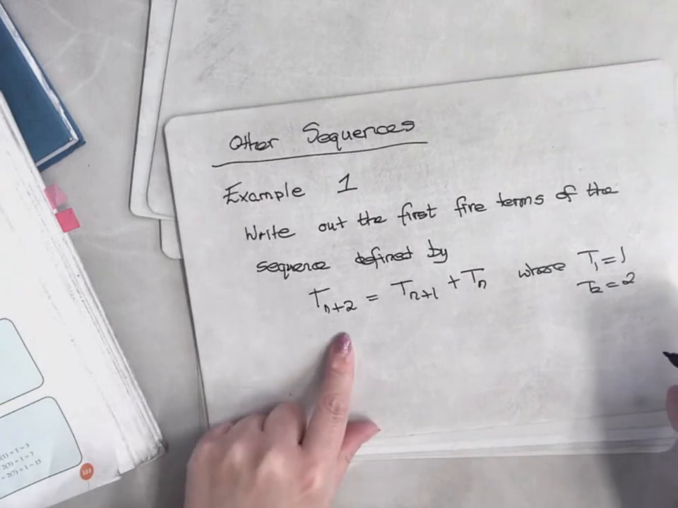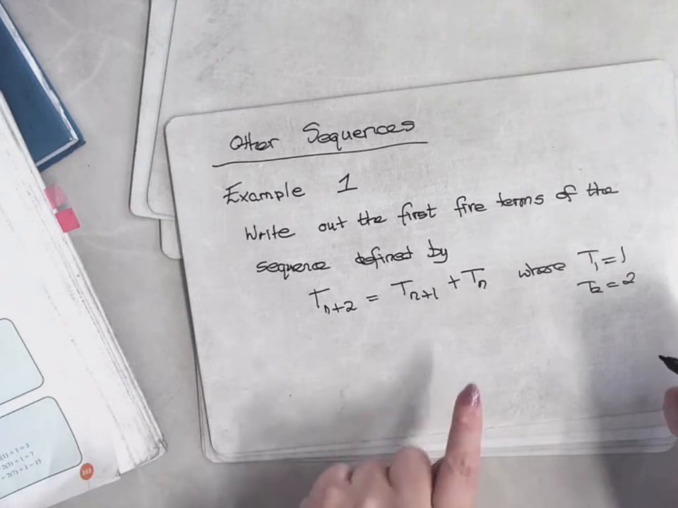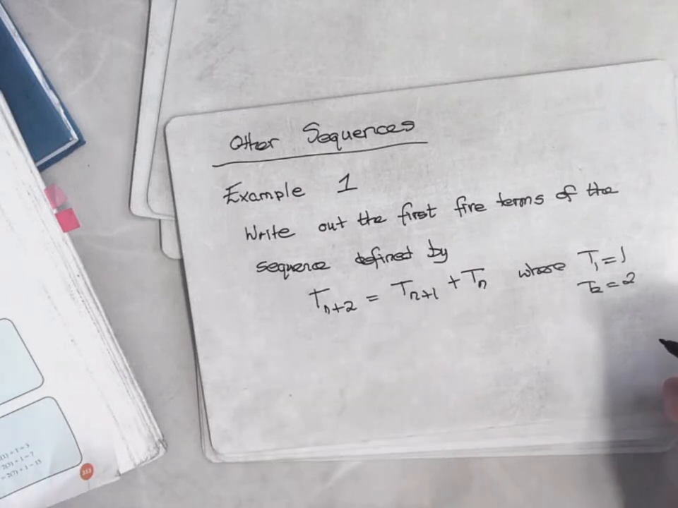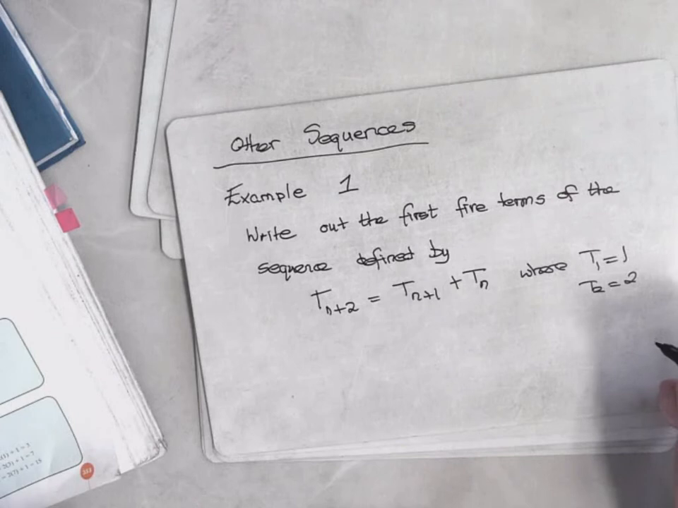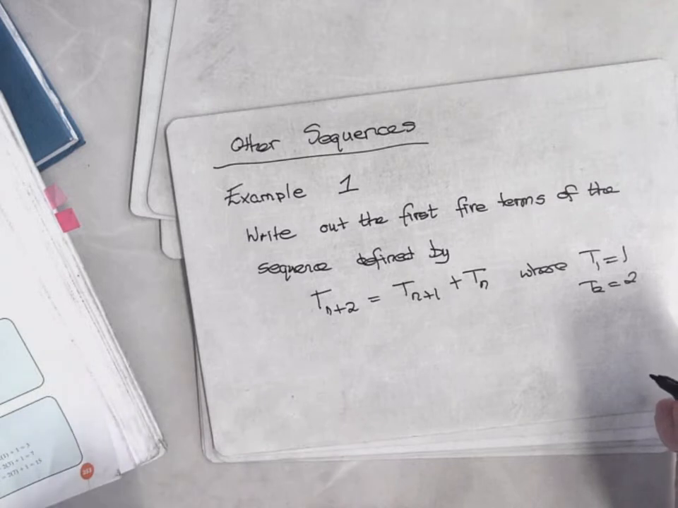Term n plus 2, so two terms up, is equal to the term right before it and the term right before that. Can anyone tell me in English what that is? In order to get any term, you have to add the 2 previous terms, don't you? To get a term, you add the previous 2 terms.